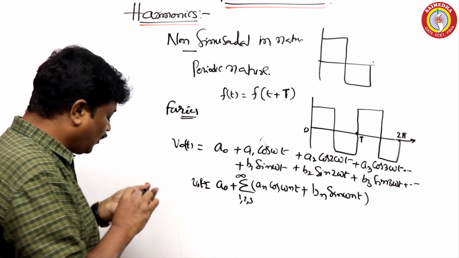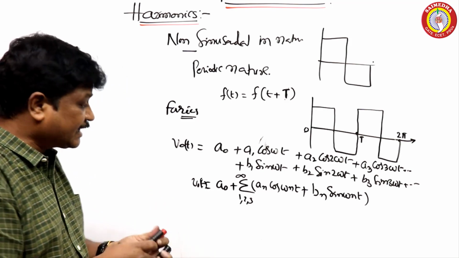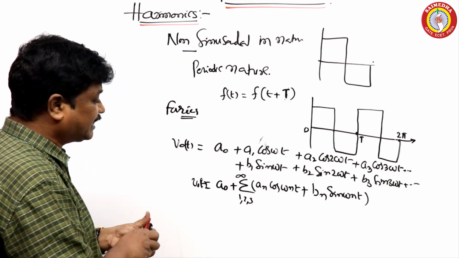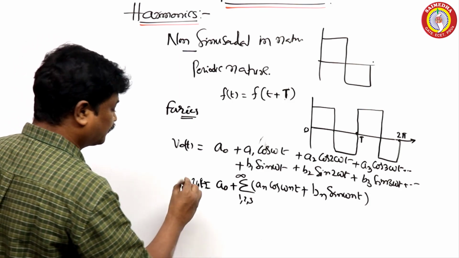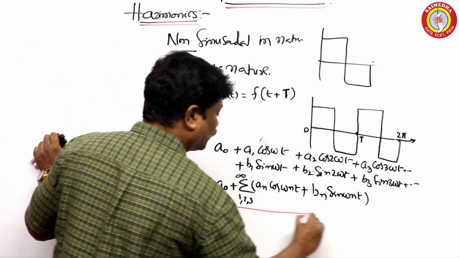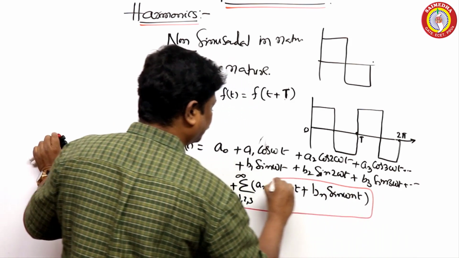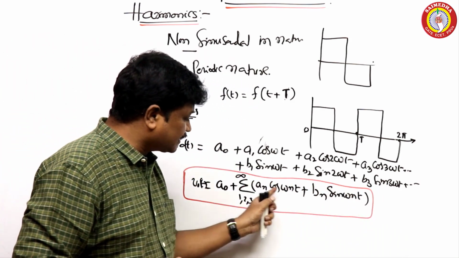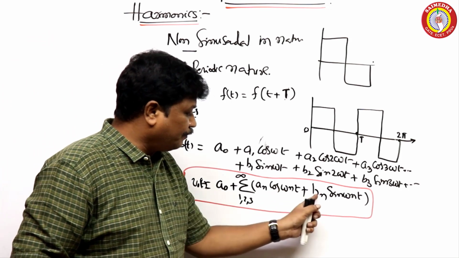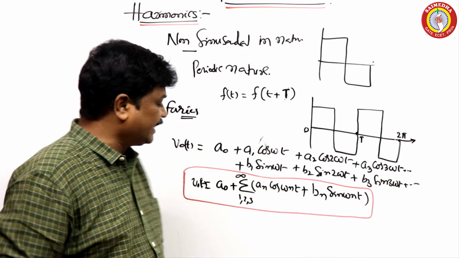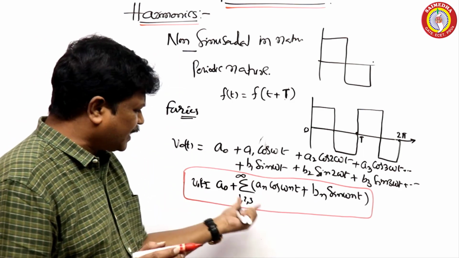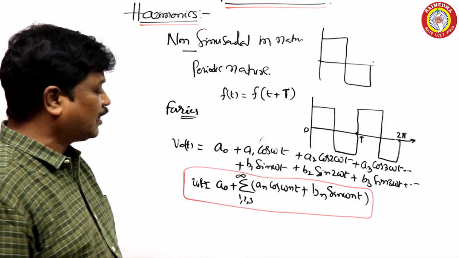If the waveform is of periodic nature, it consists of several harmonics, several components, and we can represent the equation like this: V0 of t is equal to sigma of An cos n omega t plus Bn sin n omega t. This can be represented in Cn form also, but presently you don't require it. That's why I am not talking about it.